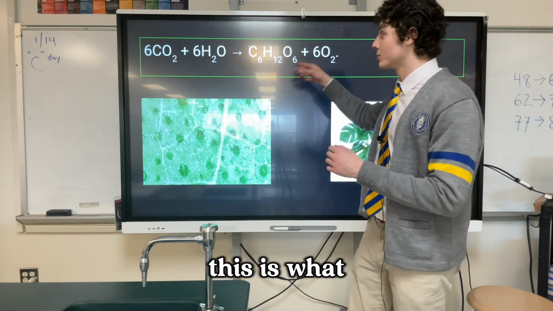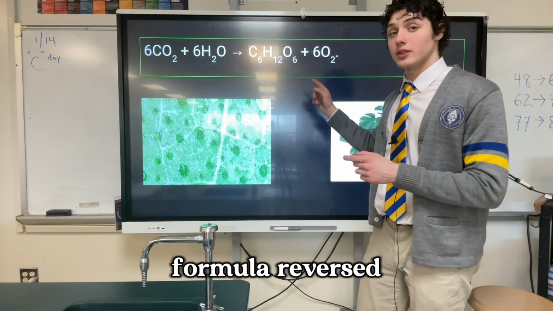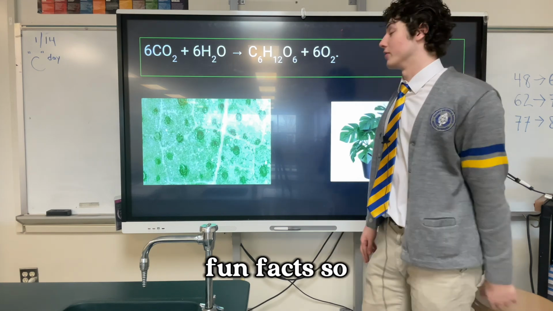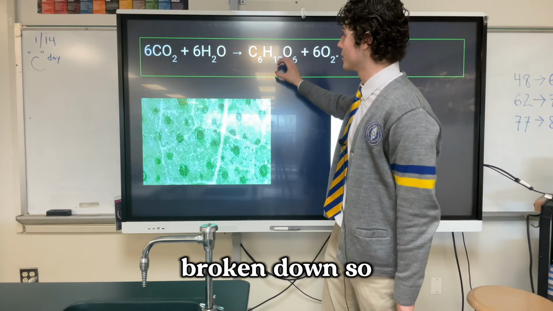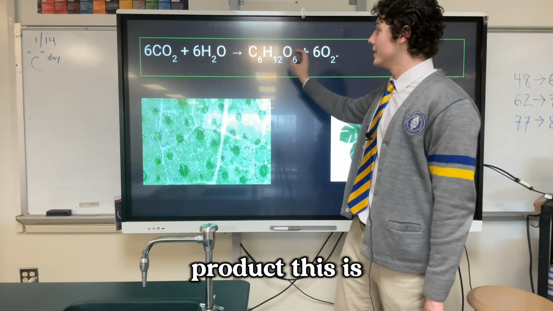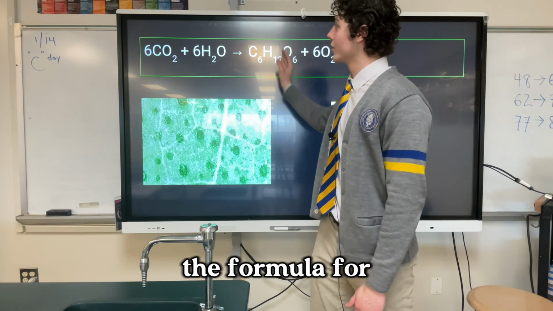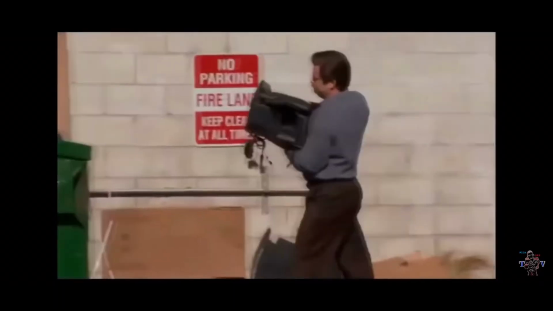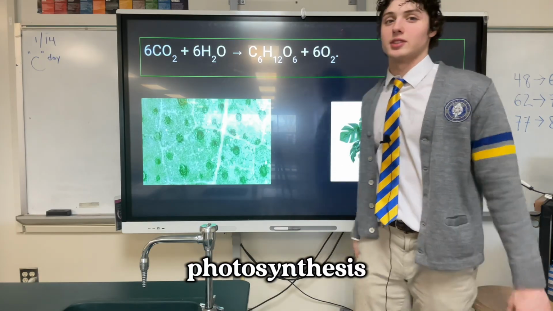Now, knowing that this is what you need to be broken down, I'm going to quiz you right now. What is this formula reversed? The formula reversed is cellular respiration. And that was one of my science fun facts. So you reverse this. This is what needs to be broken down. So instead of this being a product, this is necessary. This is the main part of the formula for cellular respiration. But that is another video that we already did, by the way. So right now, just photosynthesis.